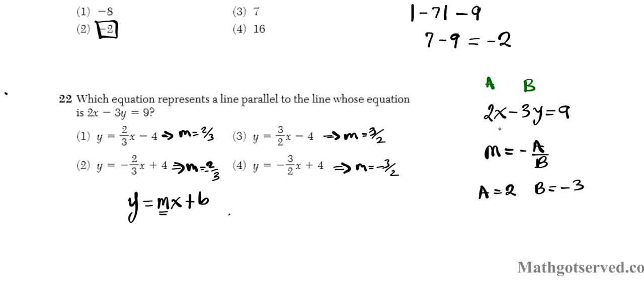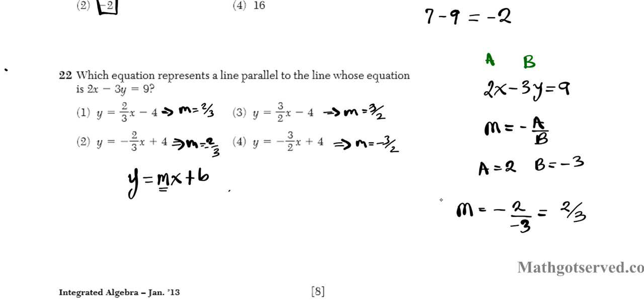If I plug these in, I have the slope equals -2 over -3. When I simplify that, a minus over a minus is a plus, so it's simply 2/3. A line that is parallel to this line must have a slope of 2/3. If two lines are parallel, then their slopes must be equal. So which of these have the slope of 2/3? You can clearly see that it is option number 1.